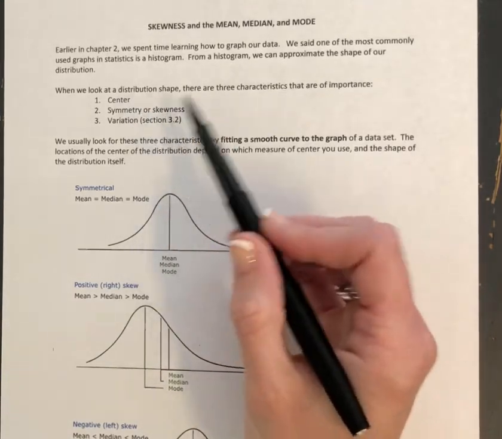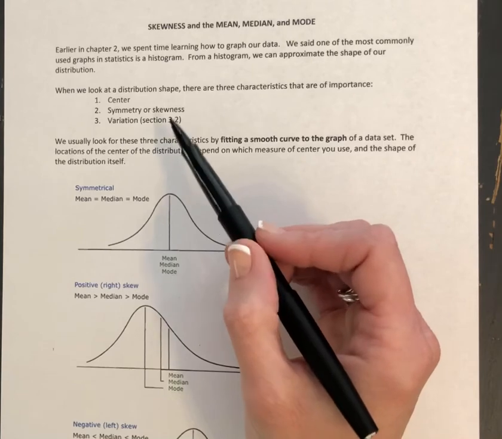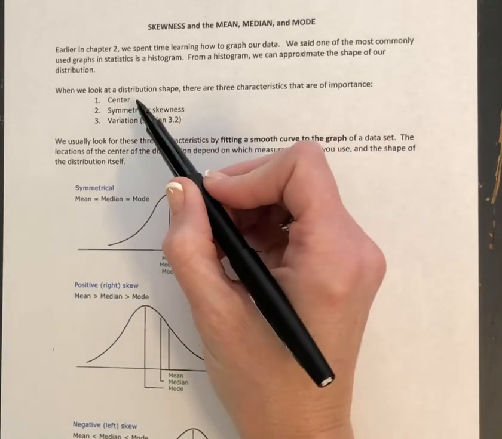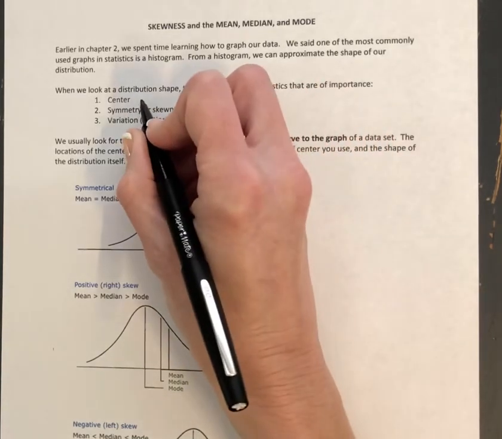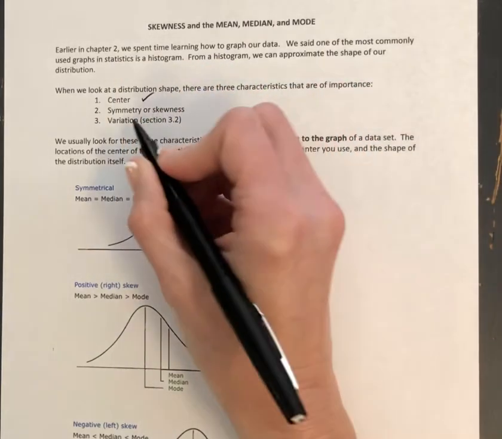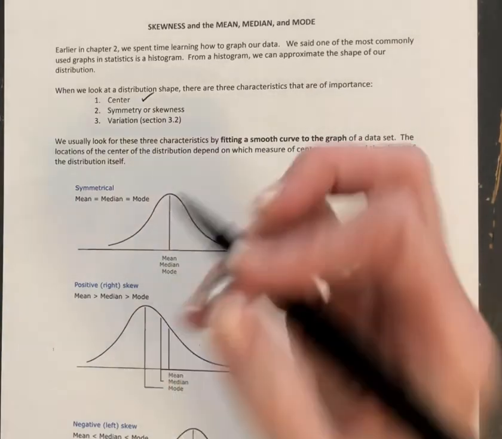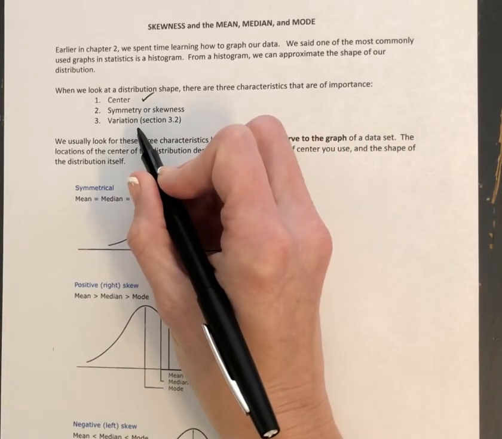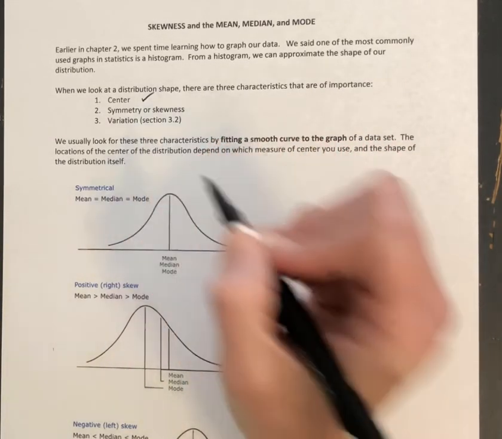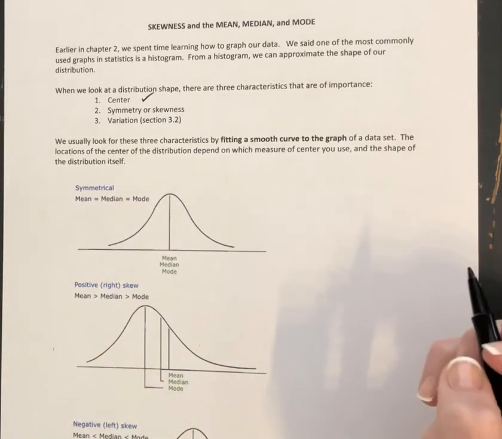Things that we're looking at when we consider a specific distribution is where is its center. That's what we're working on right now. Is it symmetric or is it skewed? And then how much variation is there? And we'll move on to variation pretty quickly here in the next section.